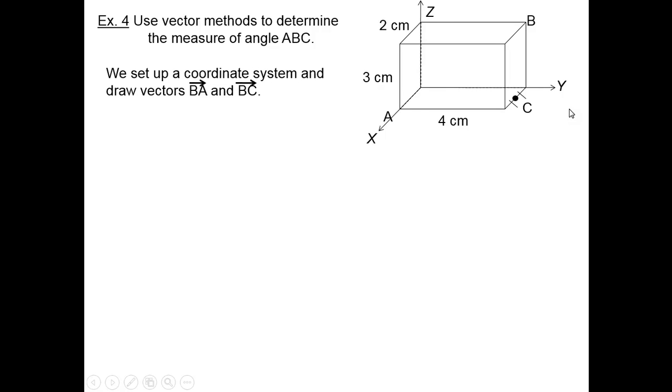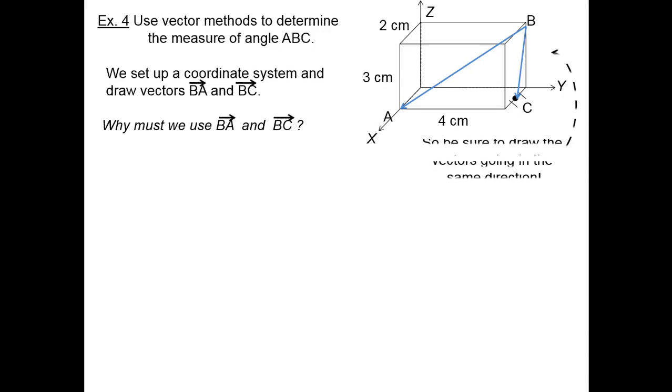And notice that this is 2 units here, 3 units was the vertical distance there, and 4 units here. So that angle in blue, angle ABC, is what we're looking for. And notice, by the way, that C is the midpoint of this side over here. So we have to use vectors BA and BC, because remember, to use our cosine formula for the angle between two vectors, they have to emanate from the same point.